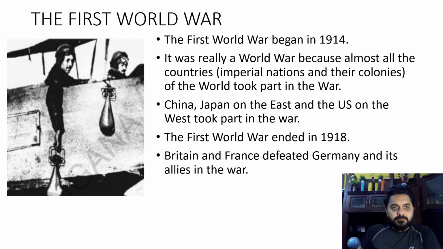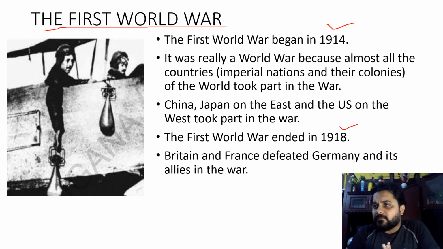Now let's talk a little bit about the basics of the First World War. The First World War began in the year 1914. It was really a world war because almost all the countries, imperial nations, and their colonies of the world took part in the war. China, Japan in the east, and the US in the west took part in the war. The First World War ended in the year 1918. Britain and France defeated Germany and its allies in the war.